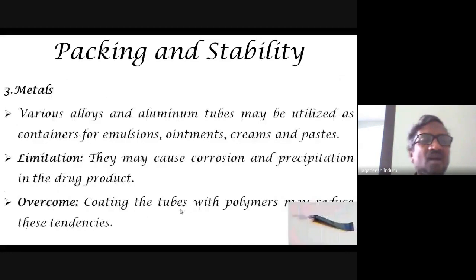The third thing, which we preferably don't use, is metal, because of its costly nature. But sometimes we need to use them without any skip. Materials like aluminum and alloys we are going to use. They are containers for emulsions, ointments and creams. There is no other option, we need to use them. And the limitation is that they cause corrosion. That is the reason they get converted from inactive metal to active ions, getting corroded and precipitated into the drug product.